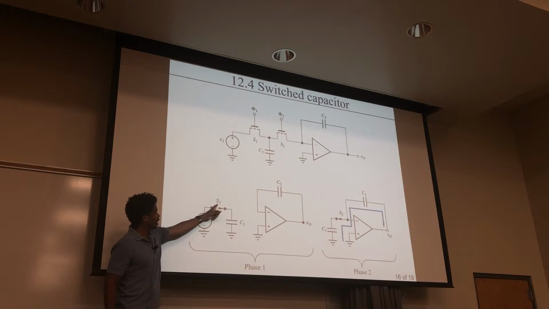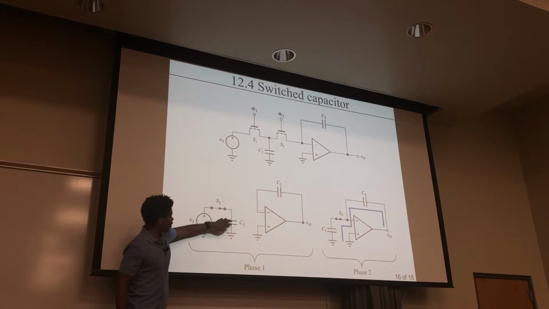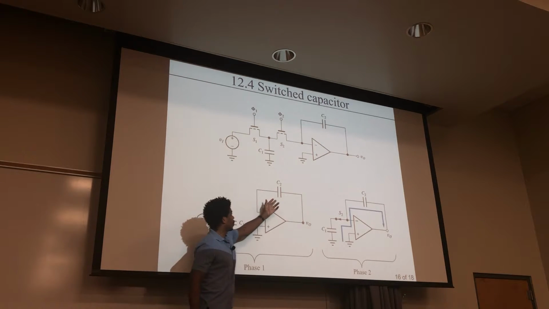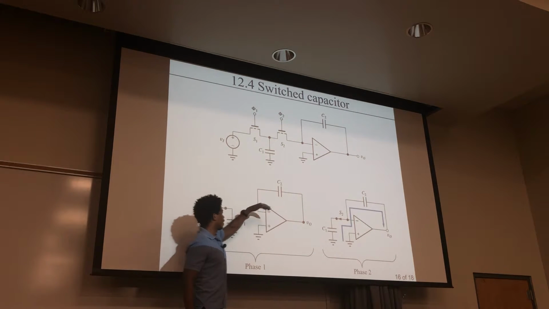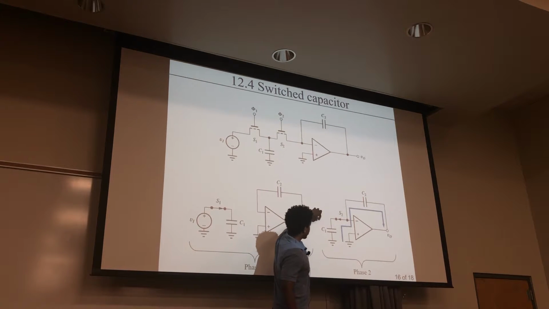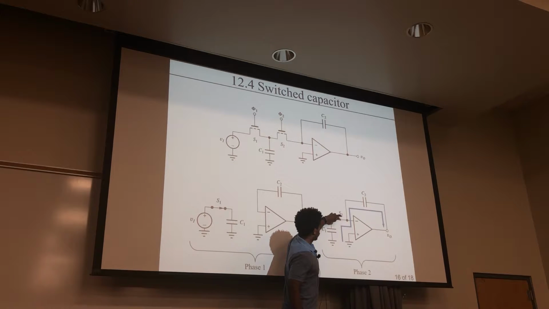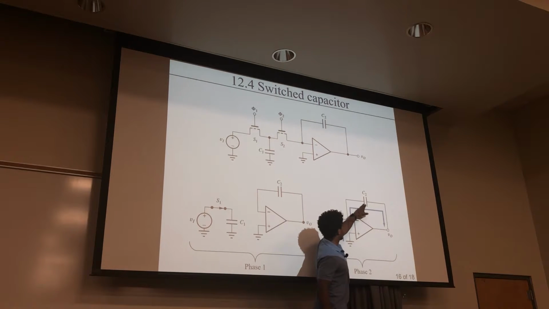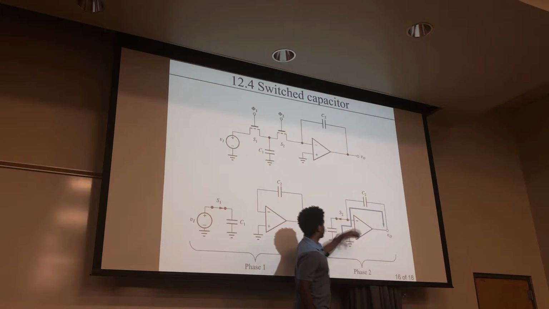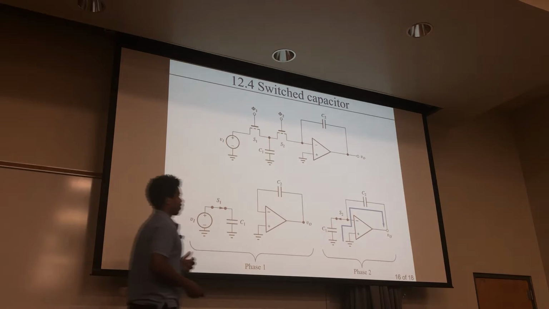this switch is closed, so charge is able to build up on this capacitor, okay? Nothing's happening over here because the switch is off, and so whatever charge is on there just stays on there. And then on phase two, this switch is off, but this switch is on, and then charge is able to flow between these two capacitor plates right there.